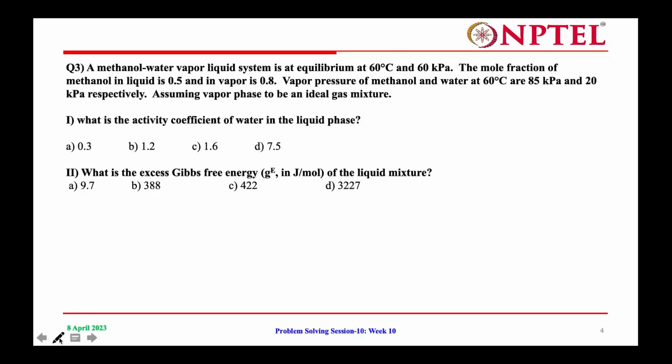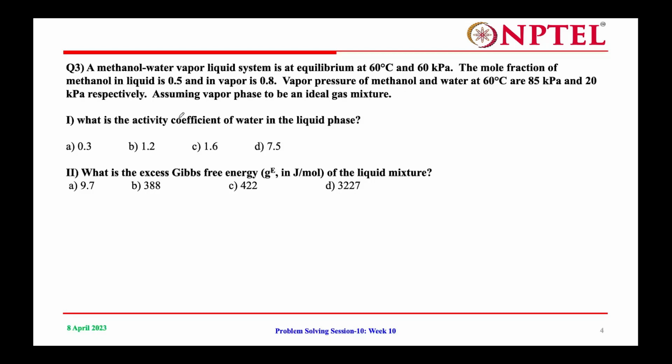Now move to question number 3. A methanol-water vapor-liquid system is at equilibrium at 60 degrees Celsius and 60 kilopascals. The mole fraction of methanol in liquid is 0.5 and in vapor 0.8. The vapor pressures of methanol and water at 60 degrees Celsius are 80 kilopascal and 20 kilopascal, assuming the vapor phase to be ideal.